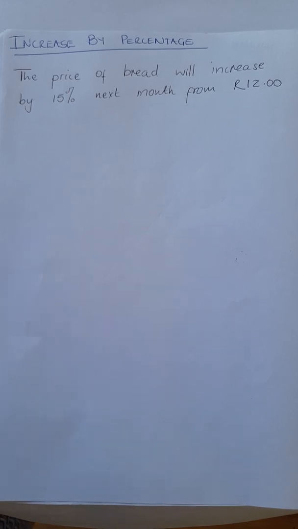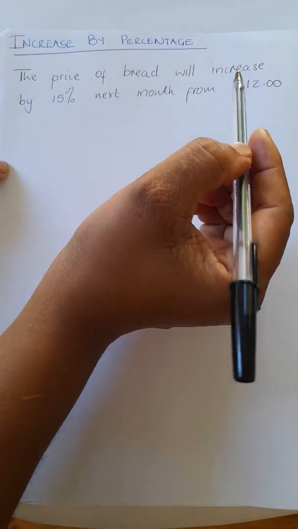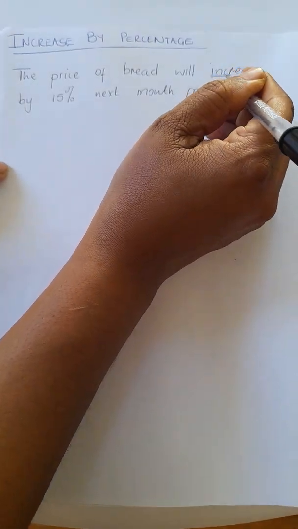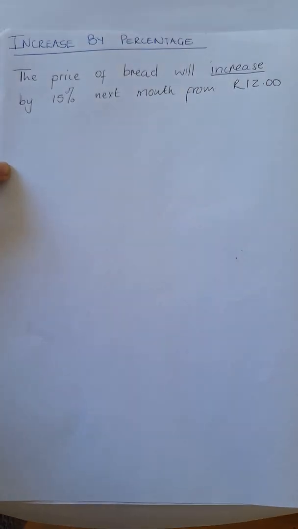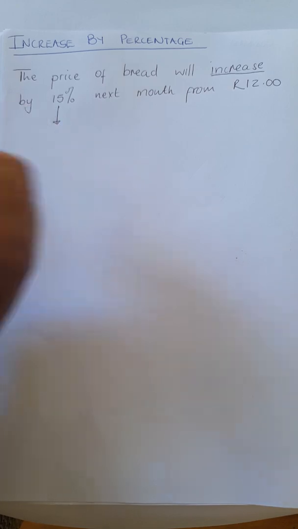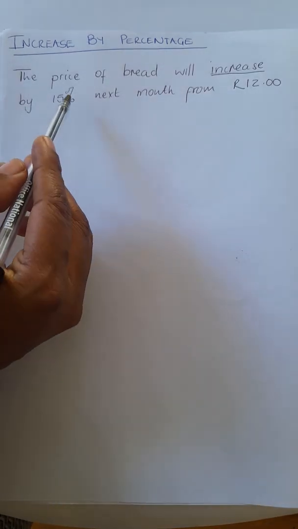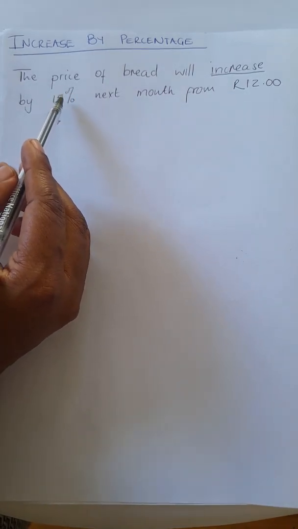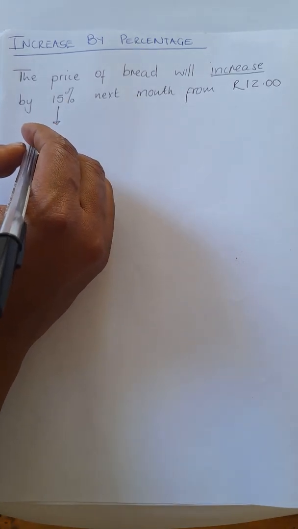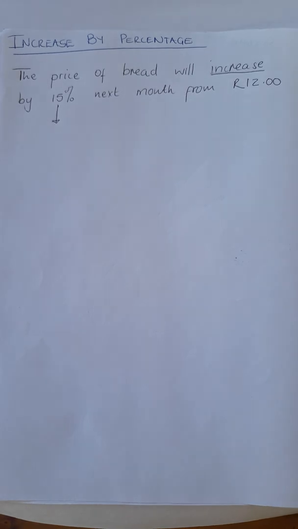Please work with me and follow me. The important thing and the key word here is increase. If it's increase, you add. We know that a percentage means out of 100, or divide by 100. So we will take this 15 and add it to 100.